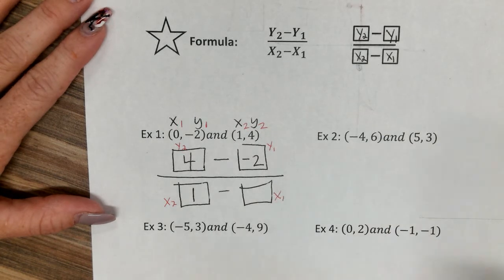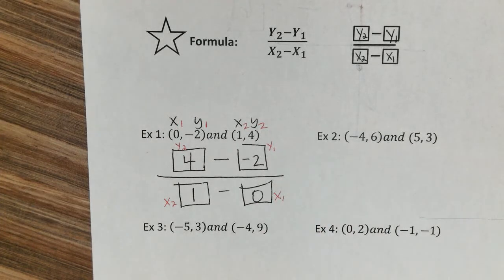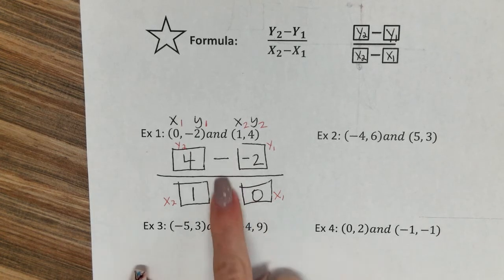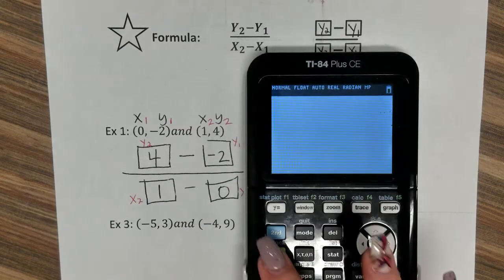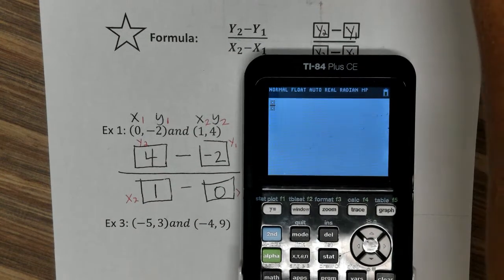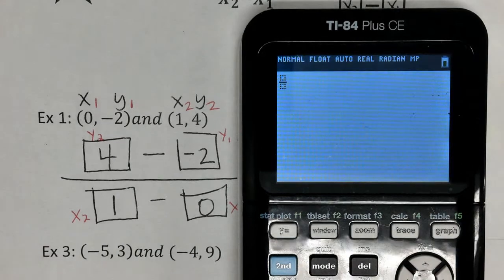X1, which y'all said is 0. Easy or hard? Super easy. Now listen to how you're going to solve this in your calculator. You are going to go to, isn't this a fraction bar? Yes. So I'm going to go to alpha y equals option 1. And it will do it all in one step.